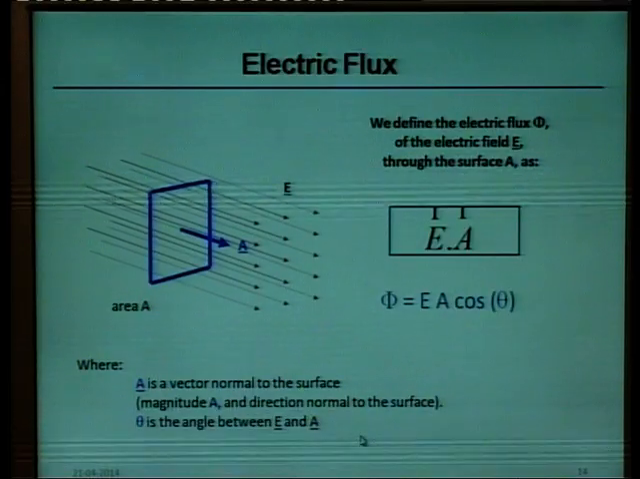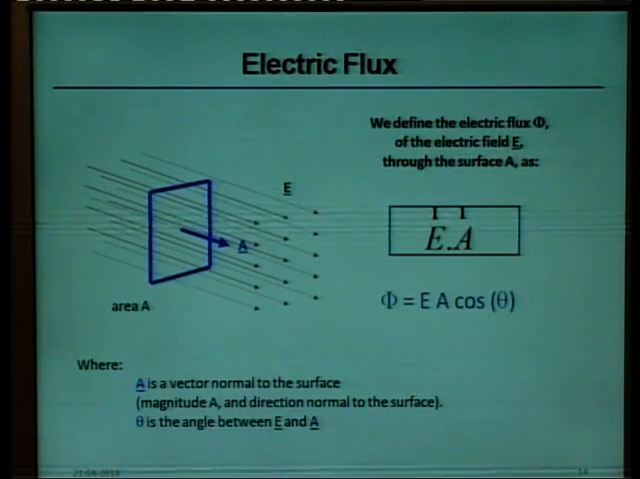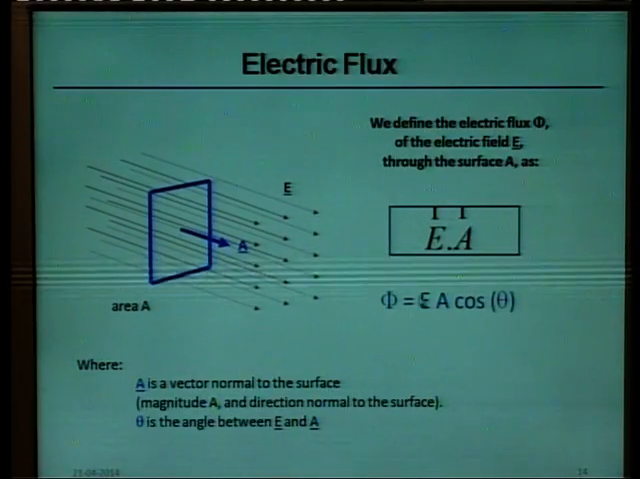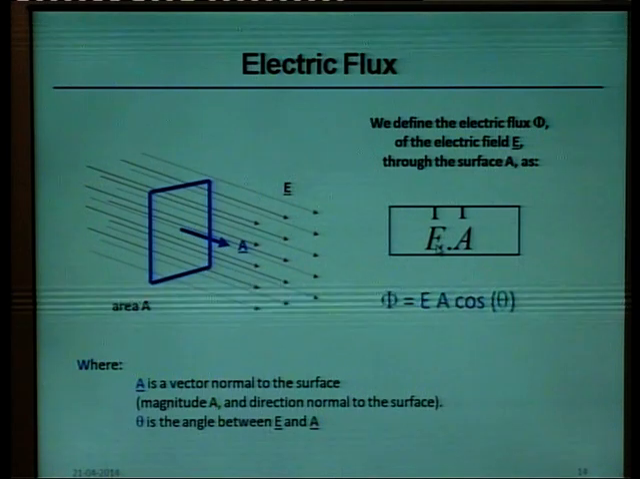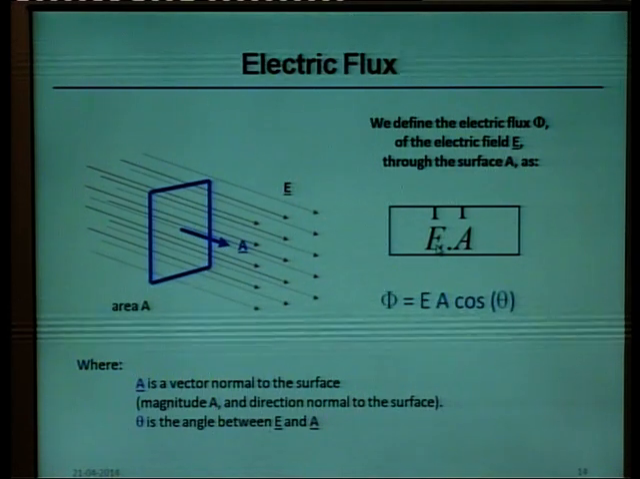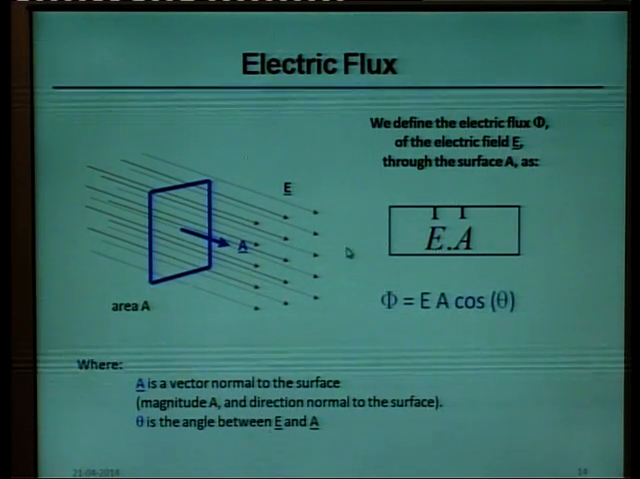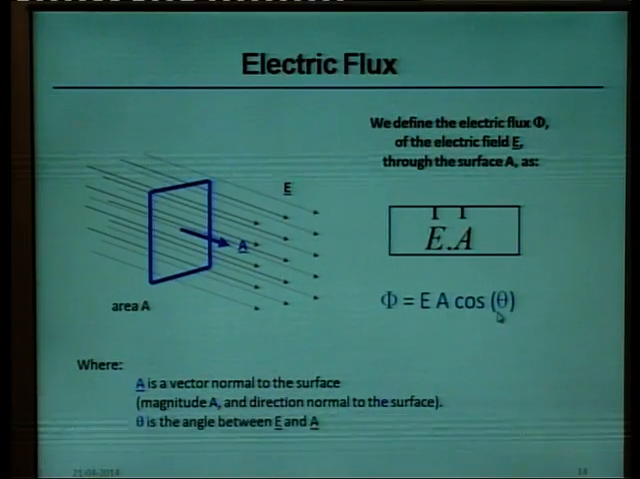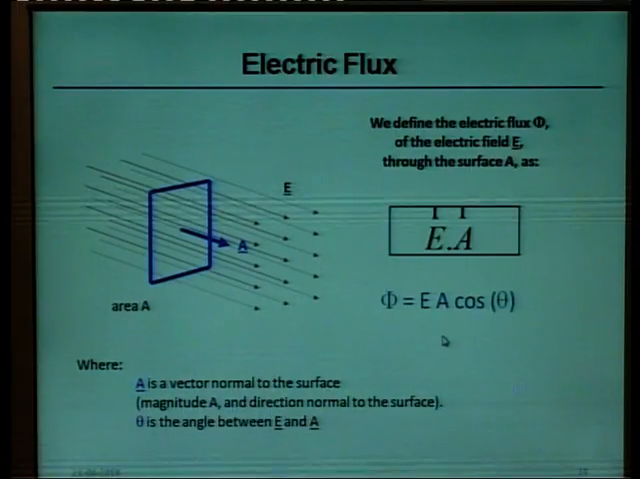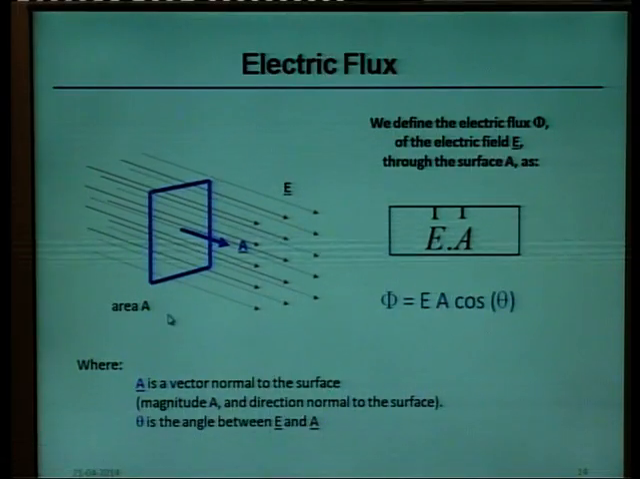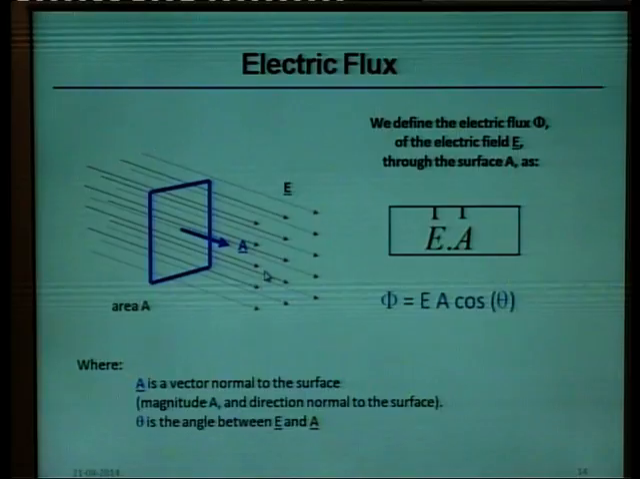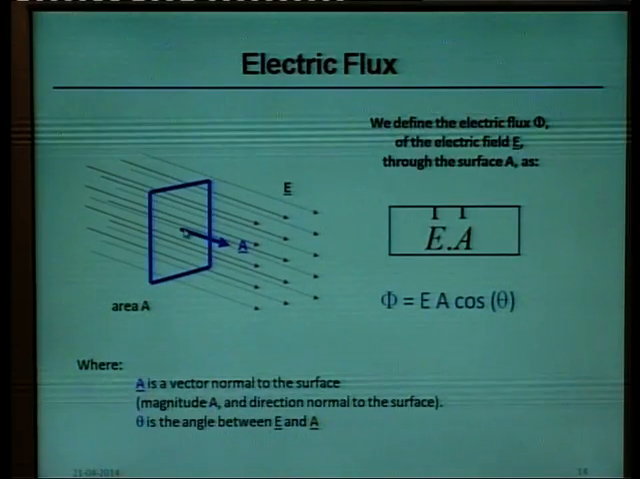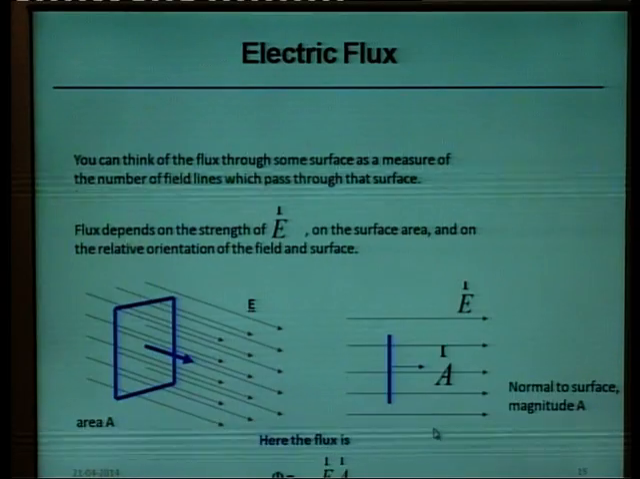Now, what is electric flux? You know that electric flux through any surface A is given by the dot product of electric field and area. Dot product, you know, it is E A cos theta, magnitude will be given by E A cos theta, where A is a vector which is normal to the surface, theta is the angle between electric field and the area.